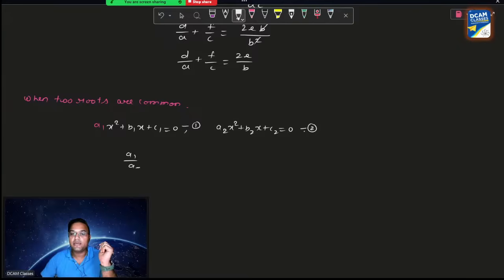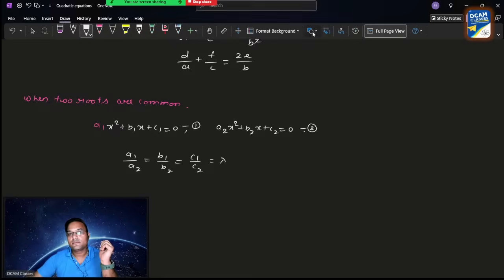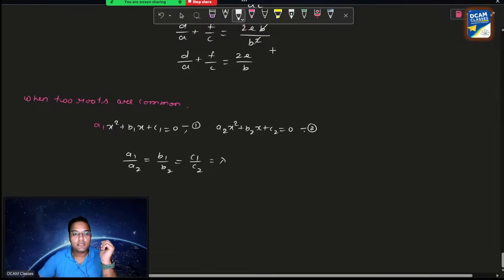Either a1 by a2 should be equal to b1 by b2, should be equal to c1 by c2, should be something, some lambda. Then only you can take that lambda common, and then you can make them equal. In that case, only 2 roots will be common. So this is a simple one. This is a simple application. When the 2 roots are common, you'll get this condition.